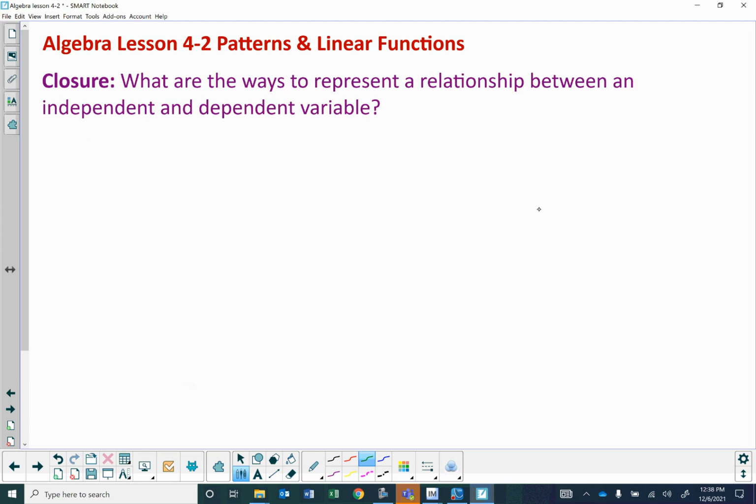All right, closure question for today. What are the ways to represent a relationship between an independent and a dependent variable? I've already talked about this. We've actually practiced it. So what are the ways to represent a relationship between an independent and dependent variable?